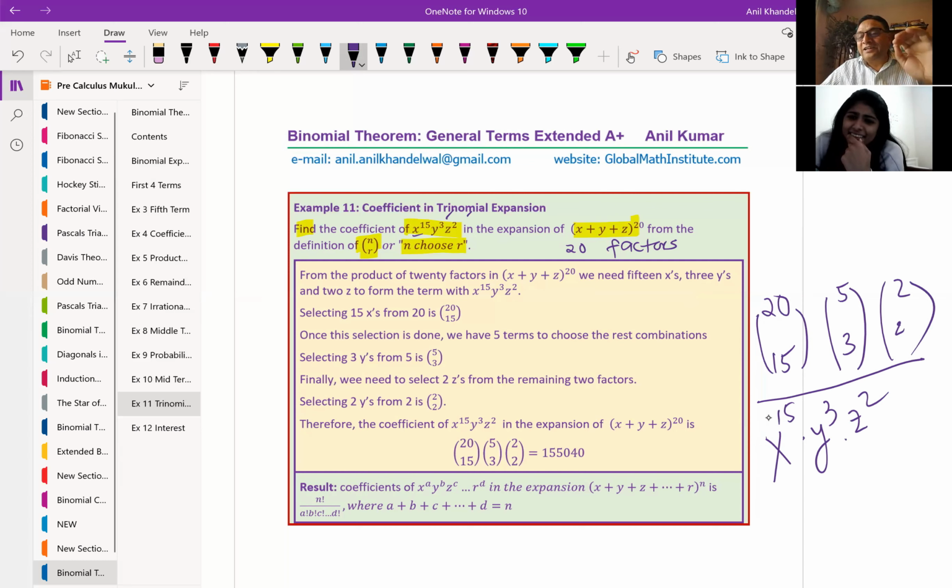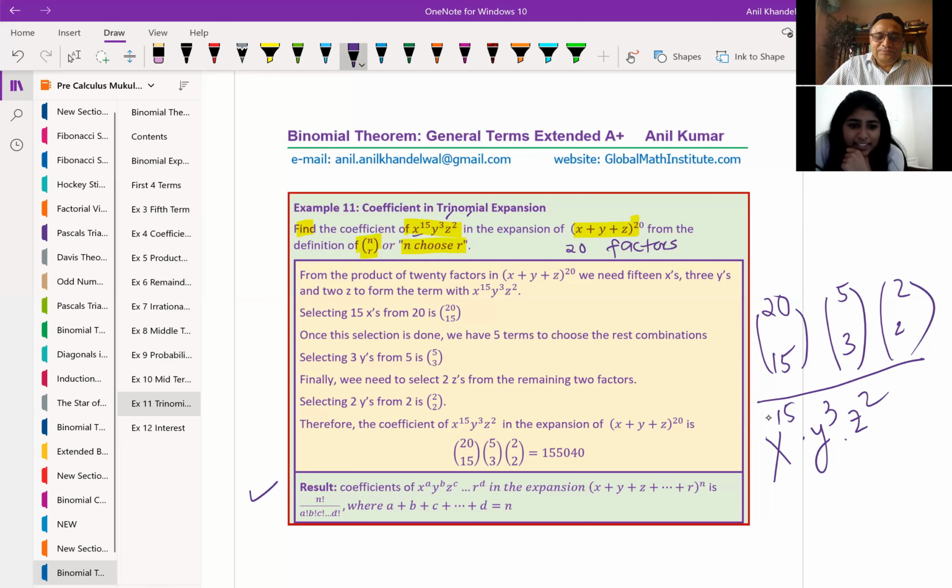That is the power of n choose r. You see that? So you can use n choose r to find this. But does it only work for trinomials? No, any polynomial, even for binomials. See, so now can you please read the result?